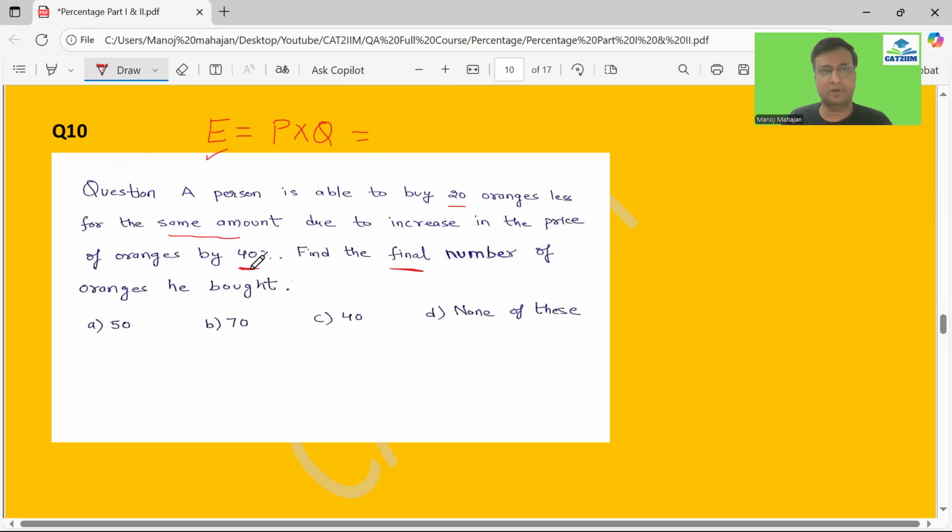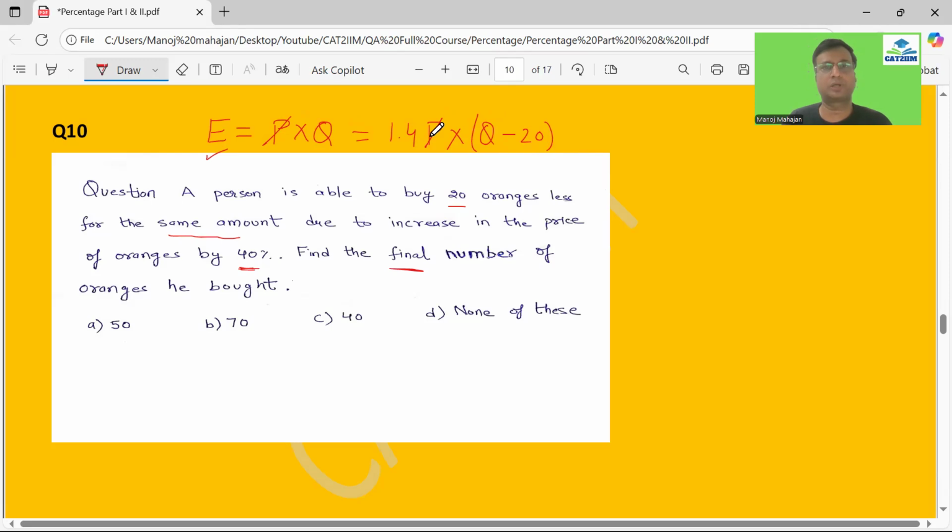So let's see what the price is going to be finally. It is increased by 40%. So what is the multiplying factor? 1.4. We have done this multiplying factor concept in the percentage 1 session. So can we write like this? And the quantity would become Q minus 20. So using this equation, of course, we can get the value of Q. So let's do the quick calculation out here.